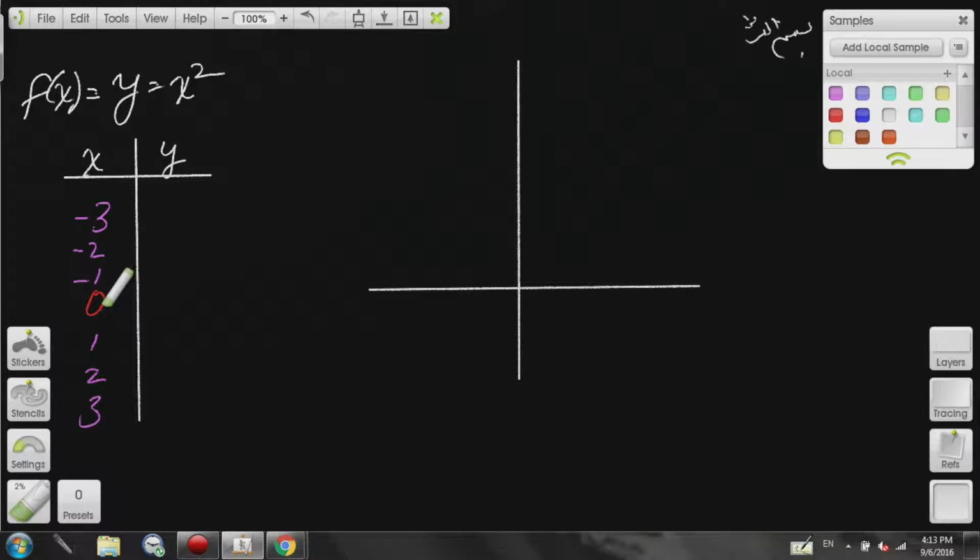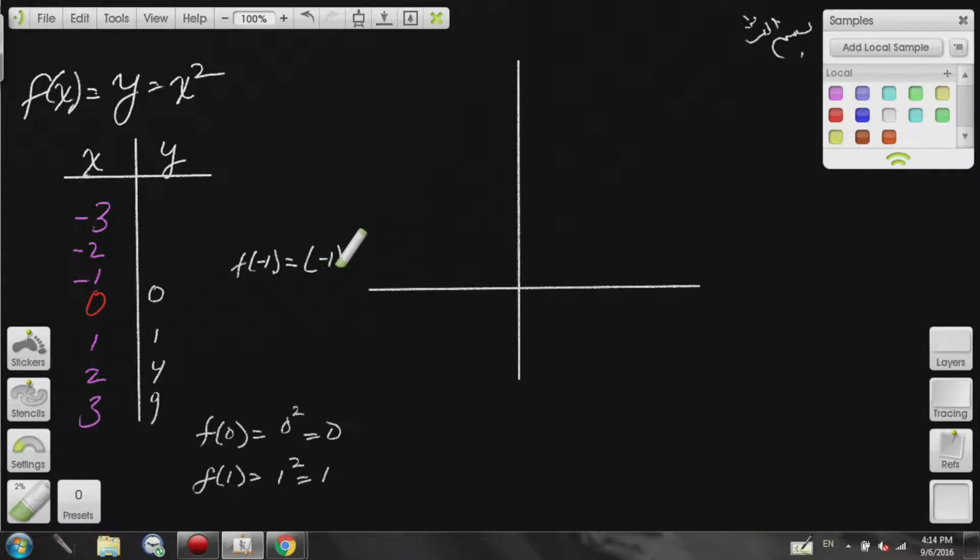Let's find out, what is the value of y, or the function, when x is 0? That's f of 0. Well, then you substitute that for this, and that's 0 squared. That is 0, of course. And f of 1 is 1 squared. That's 1. And f of 2, substitute 2 in place of x, you get 2 squared, which is 4. And f of 3, 3 squared, and that's 9. And negative 1, so you have f of negative 1 is negative 1 squared, and that's 1.